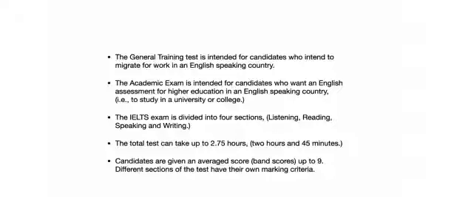The IELTS exam is divided into 4 sections: listening, reading, speaking and writing. The total test can take up to 2.75 hours, 2 hours and 45 minutes. Candidates are given an averaged score, band scores, up to 9. Different sections of the test have their own marking criteria.